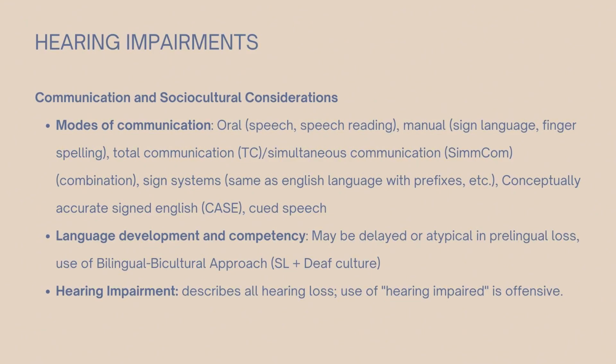Sign systems differ from sign language in that they attempt to create visual equivalents of spoken words through manual symbols. So in sign systems, they basically use the English language with prefixes, so they have signs for it. And then conceptually accurate signed English, or what we call CASE, is the use of ASL signs based on meaning but in English word order. And then cued speech, a form of simultaneous communication, but unlike SIMCOM, the signs are specific hand shapes provided as cues to assist children in clarifying English speech reading.